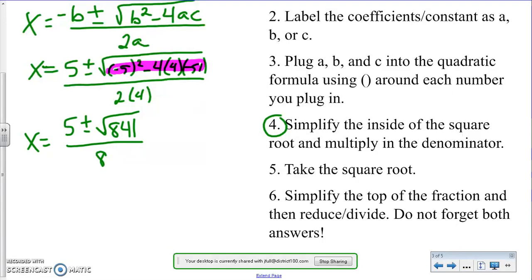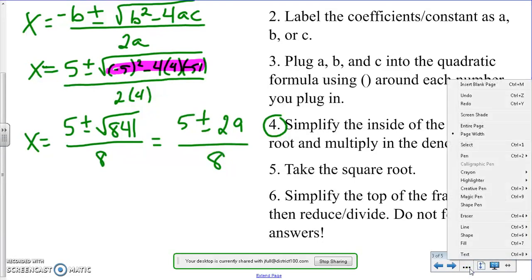So I'm going to go ahead and take the square root of that answer, which is 841. So the square root of 841 gives me 29. Once you take the square root, do not put the square root symbol back around that 29. That's a really common mistake that I see. If I take the square root of 841 and I get 29, I just get 29. I don't get the square root of 29. Okay, so that was step 5.